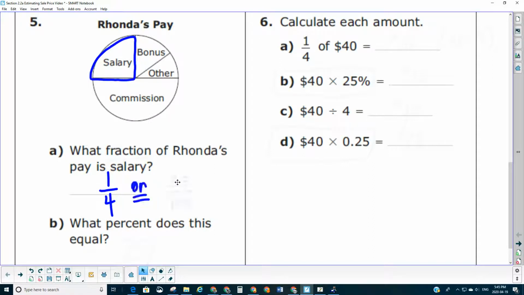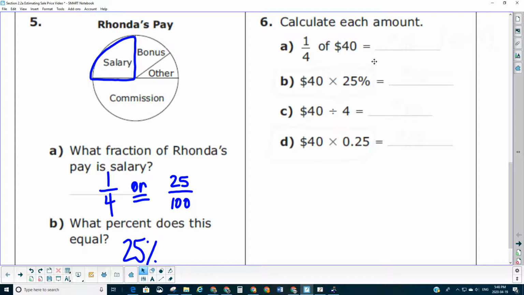Or you can imagine that as 25 out of 100. Why would I want 25 out of 100? I think all of us looked at it and would say this would be a quarter of the entire circle. Well, 25 over 100 would help us with the next question. What percent of Rhonda's pay is this? One-fourth is the same as 25 out of 100, which means we're talking 25%. So 25% of Rhonda's pay is salary.